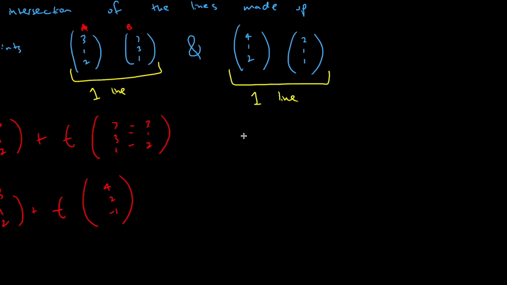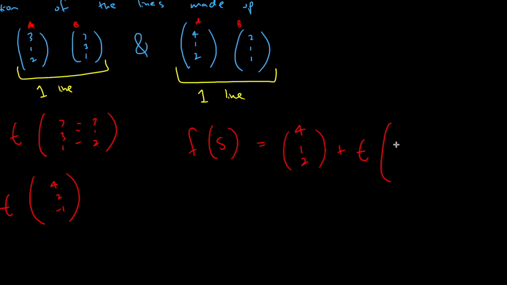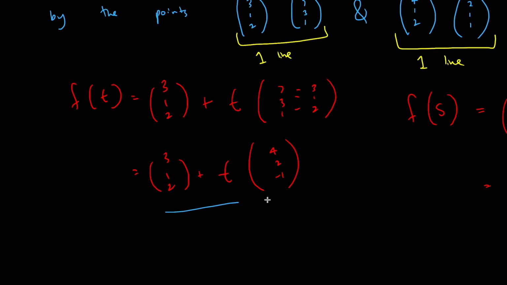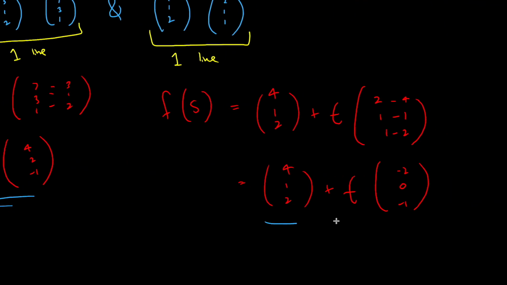In our second line, I'll write this as a function of s, still a function of time. And this would be A, this would be B. I have (4, 1, 2) plus s times (b minus a), which gives us 2 minus 4, 1 minus 1, and 1 minus 2, which can be rewritten as (4, 1, 2) plus s times (-2, 0, -1). So here are our two lines.